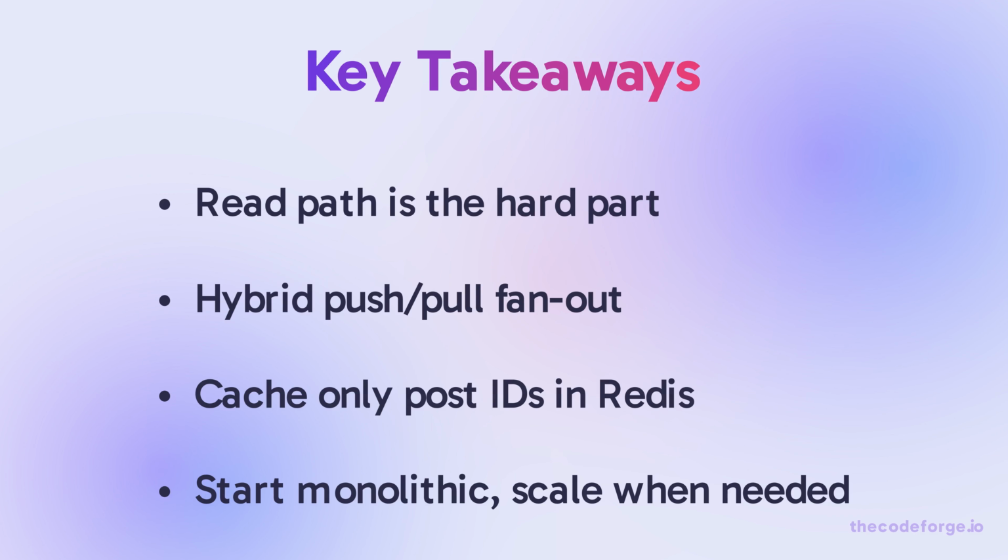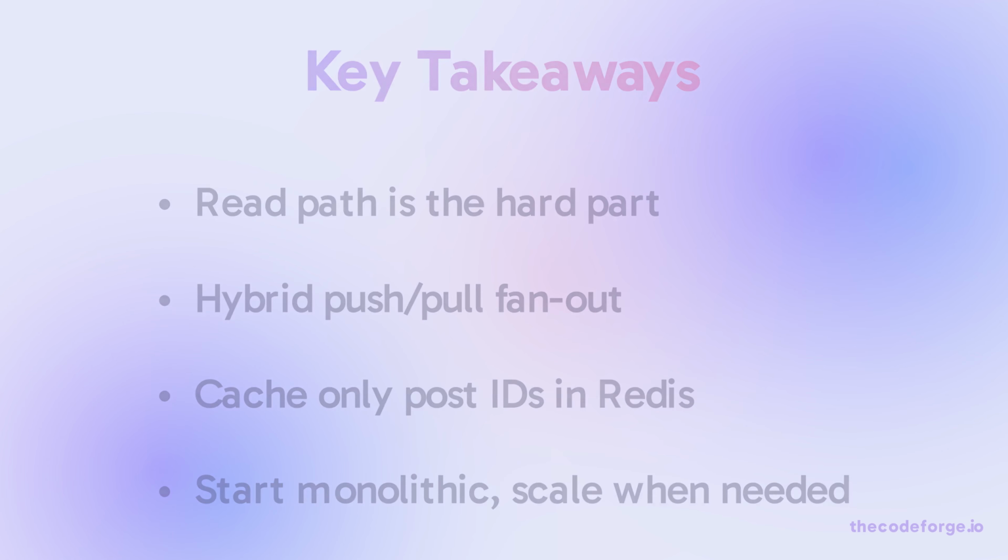To recap, the read path is the real challenge. Use hybrid push-pull fanout with a threshold. Cache only post IDs in Redis, not full objects. And start monolithic, only scale when you see pain points.